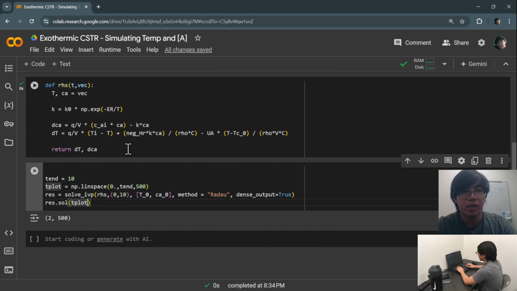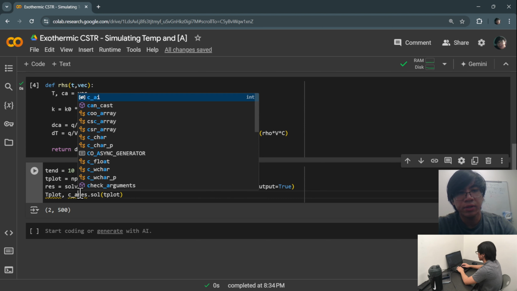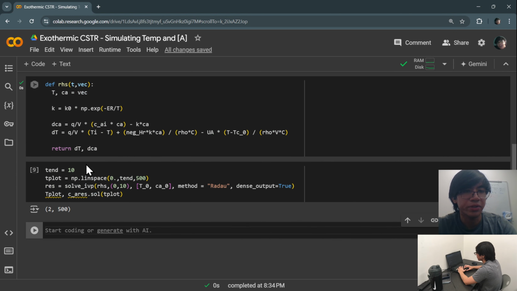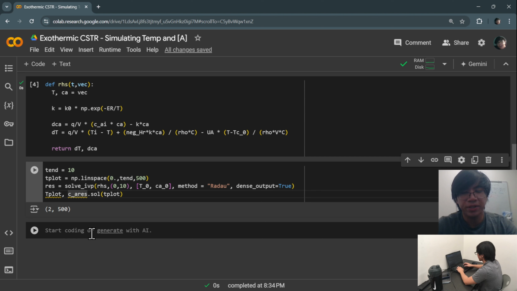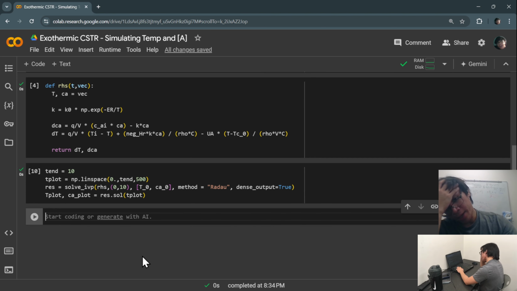So I'm going to go ahead and unpack that. We'll call it our temperature plot and our CA plot. Do I do underscore? I'm a little inconsistent here, but that's okay. I'll just do concentration of A plot, CA plot equals. So we unpack that vector or array. And now I think all that's left is to just graph this maybe.